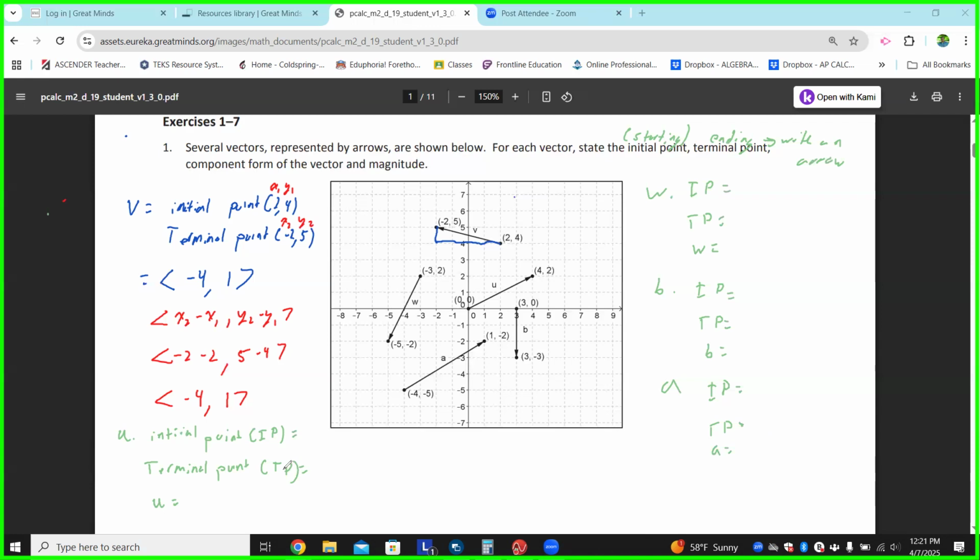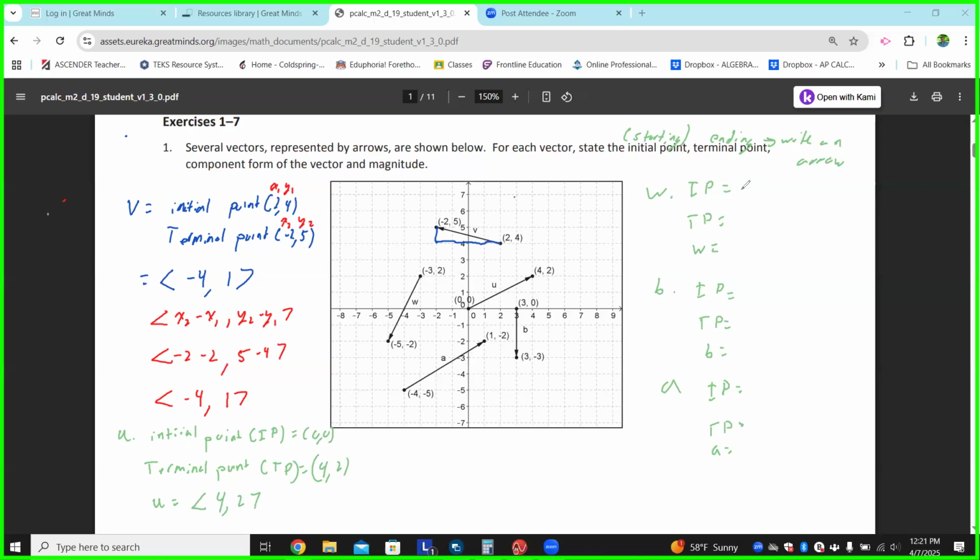All right, ready to go over it? All right, so what's the initial point for U? What's the terminal point for U? Now, you can either look at it or you can do the equation, but when you're coming from the origin, the terminal point's actually super easy. What's the terminal point? 4, 2. So when you come from the origin, the component form will just be whatever the terminal point is, right? Because that's literally what the difference would be.